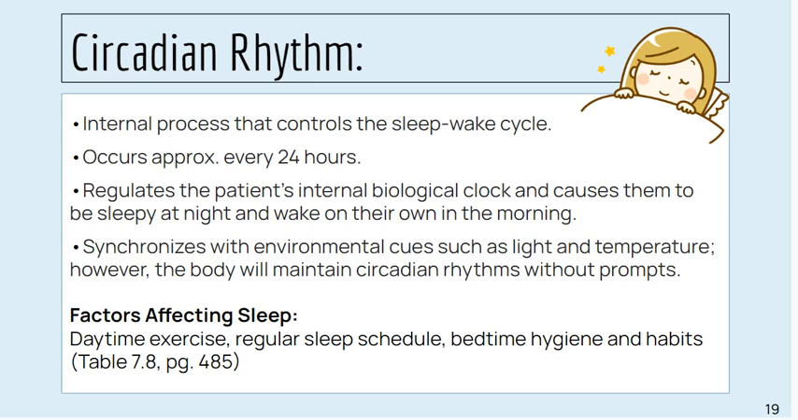Factors that do affect that circadian rhythm and affect our sleep can be found on page 485. It is table 7.8. This does include daytime exercise, regular sleep schedules, bedtime hygiene habits, etc.